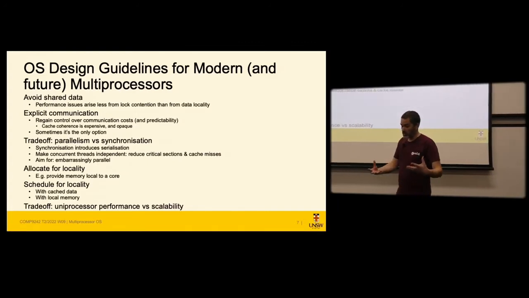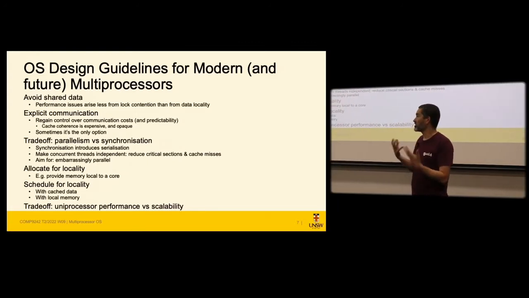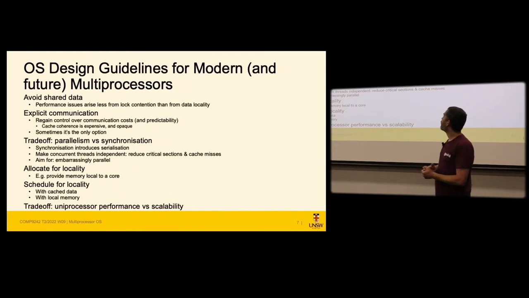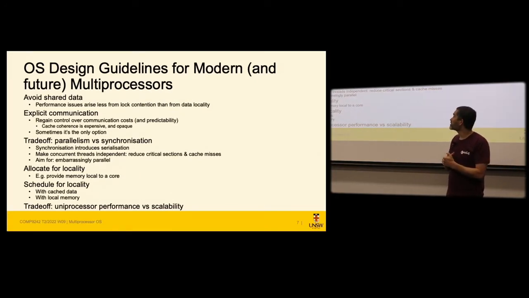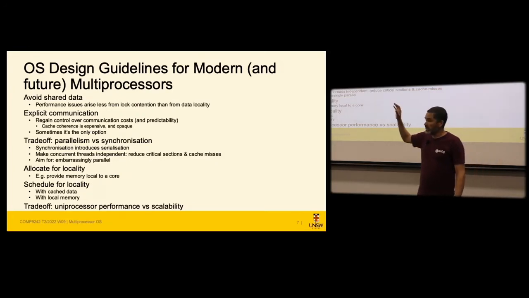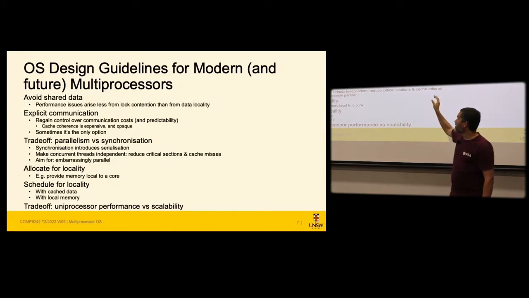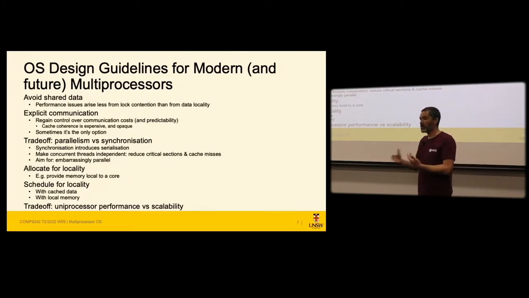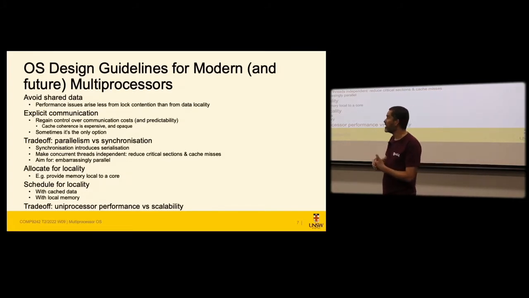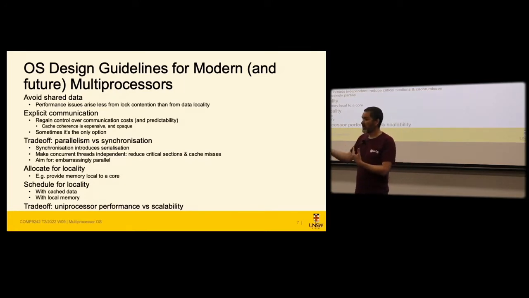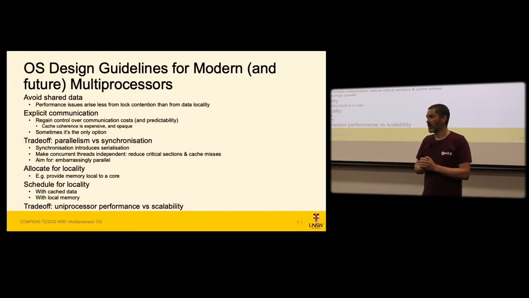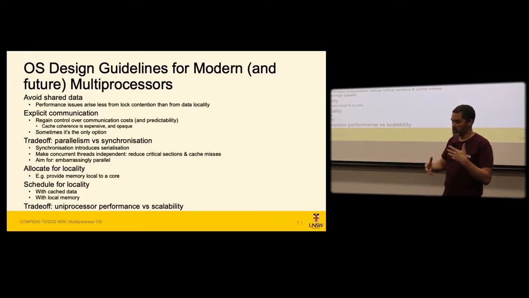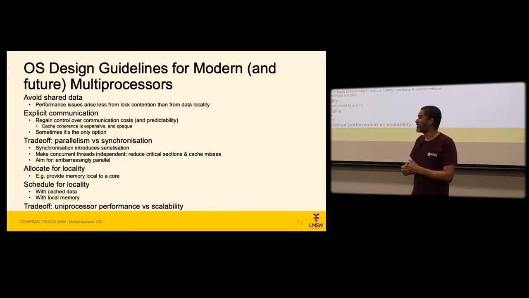And so based on these kinds of optimizations, some design guidelines for building OSs and software for modern multiprocessors are: avoid shared data, right? Interestingly enough, a lot of the performance issues arise less from lock contention, so actually contending for locks, but more from data locality, right? The cost of actually getting that shared data can override the cost of the locking itself.